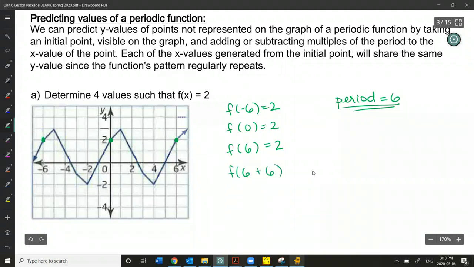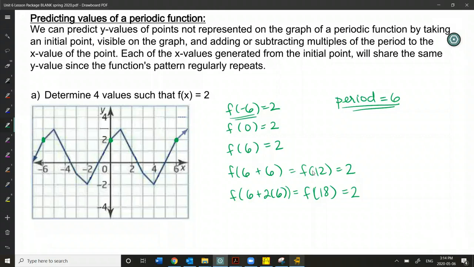So if I take that and I add 6, I will get f at 12, and I know now that f at 12 is also equal to 2. I can add another multiple of 6. Let's say I take 6 and I add 2 times 6, so I add 12. That's going to give me f at 18, or I can just work off of this, of course, as well. That's also going to equal 2, okay? Or I can take this and I can subtract values of 6 from there, and every value that I get is going to have a y value of 2.